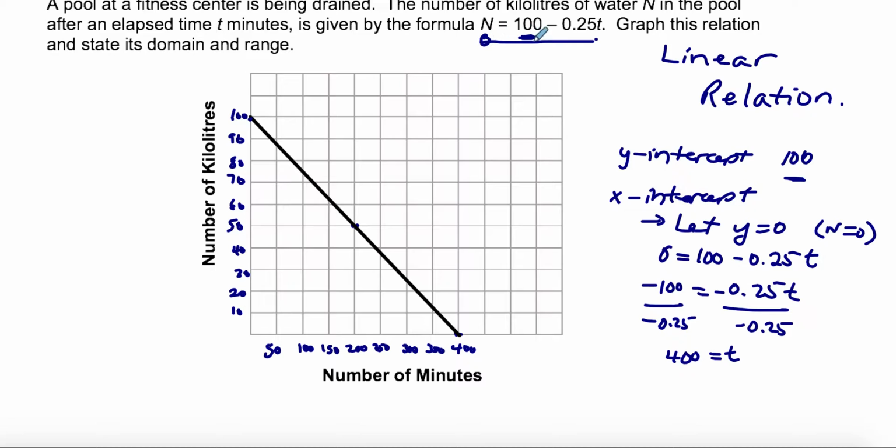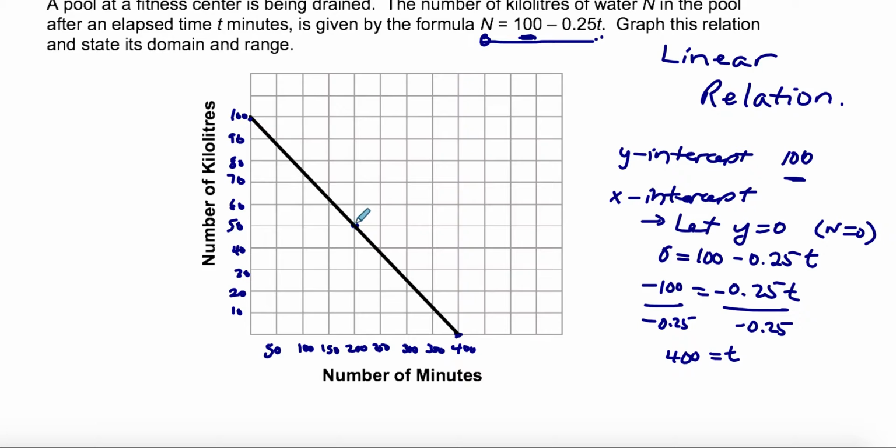If n equals 0, I'm able to solve for t. So if I move the 100 to the left and then divide both sides by negative 0.25, I can see that the t-intercept is 400, so I know that it's going to cross the x-axis at 400. What else could I do?